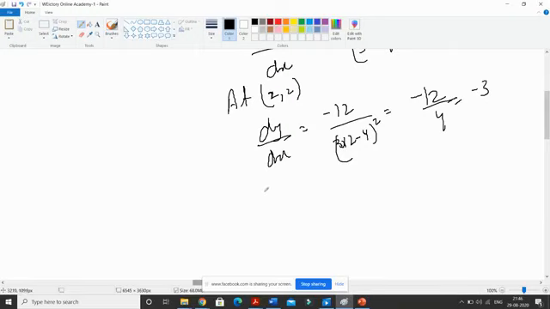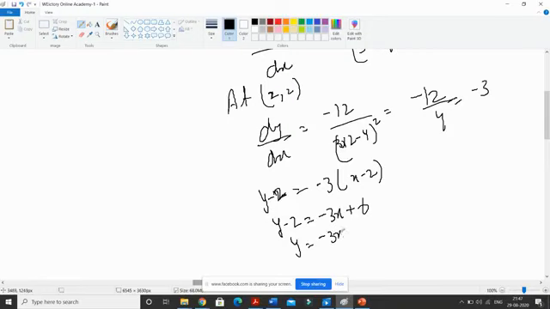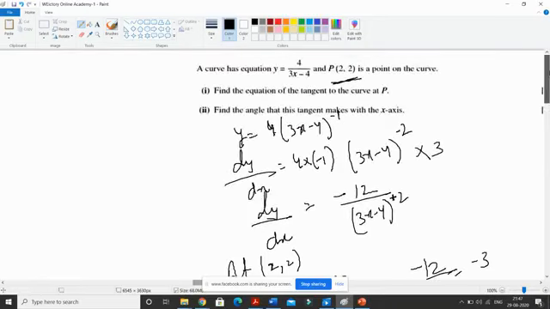So the equation of the tangent is y minus y1 equals m times (x minus x1). So y minus 2 is equal to minus 3 times (x minus 2). So y minus 2 is equal to minus 3x plus 6. So y is equal to minus 3x plus 8. That's the equation of the tangent.